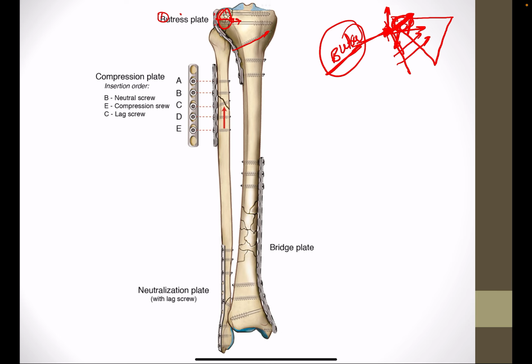Now comes the compression plate. What is compression plate? To understand what is compression plate, we first have to understand what is centric screw and what is eccentric screw. So let's talk about this hole in the plate. I just drew this hole in the plate. This hole in the plate has a diameter more than the screw diameter.